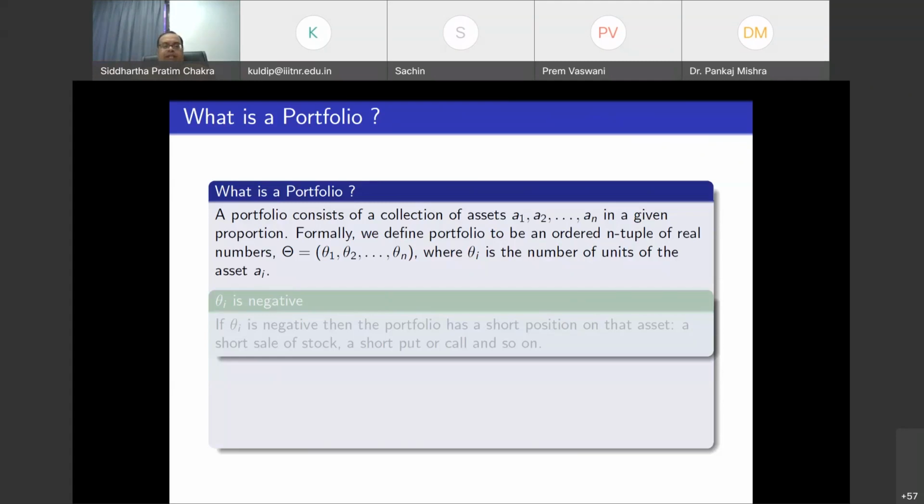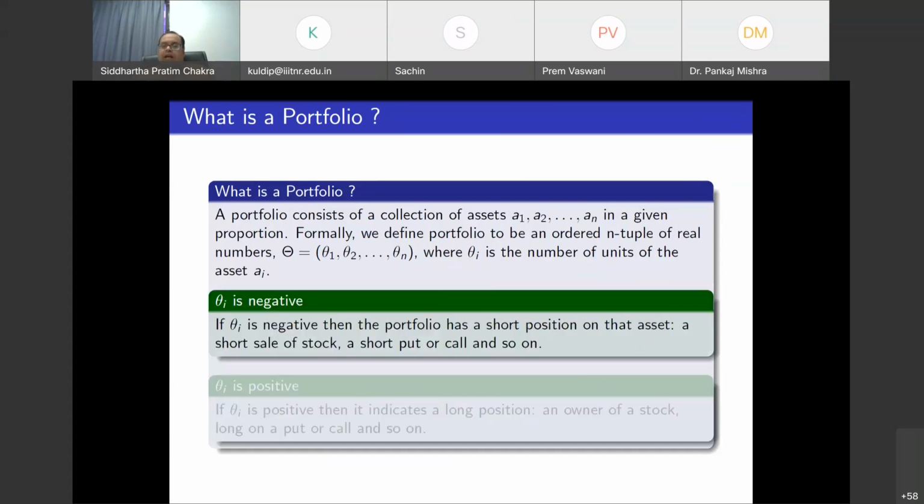Now, in my previous narrative, I defined the portfolio essentially to be a vector of real numbers, theta 1 to theta n, and these are the number of units. As I said, these are real numbers, so naturally it gives rise to the question: if they are real numbers, can they be negative? The answer is yes, theta i's can be negative. If theta i is negative, then we say that the portfolio has a short position in that asset.